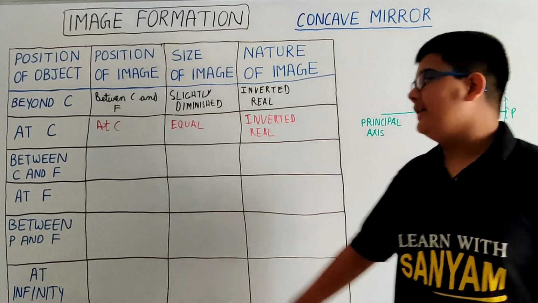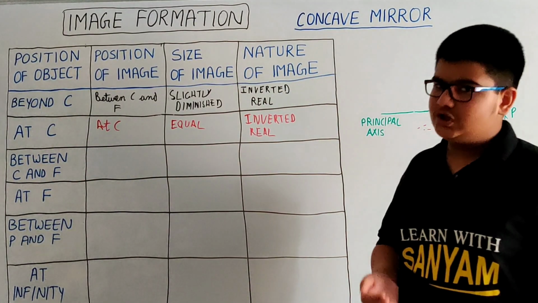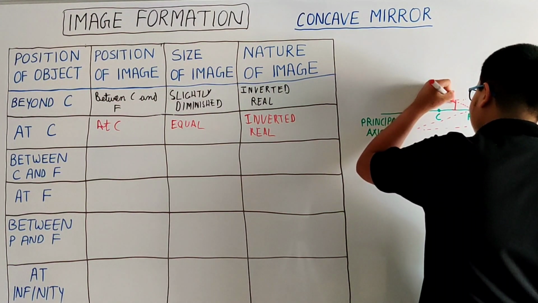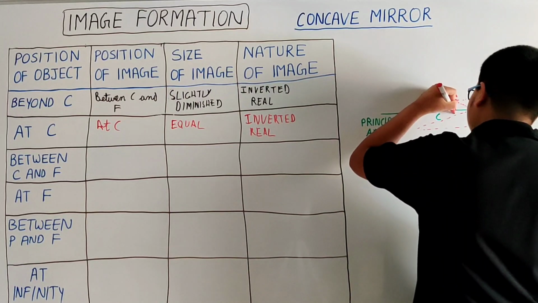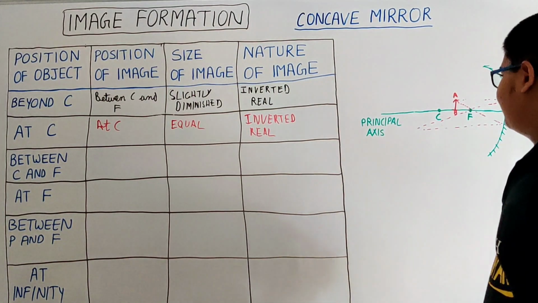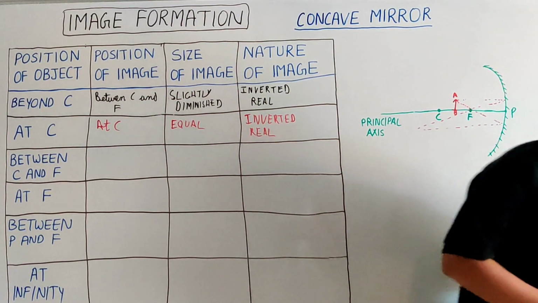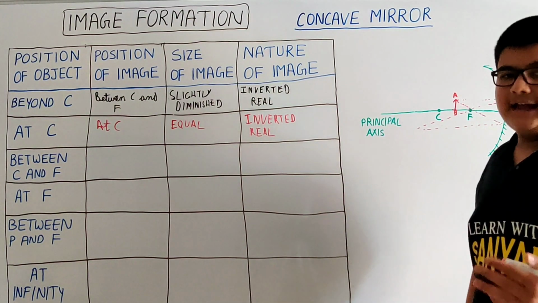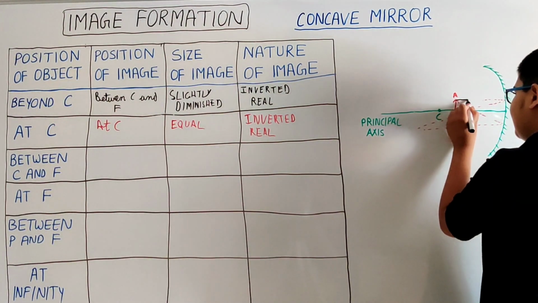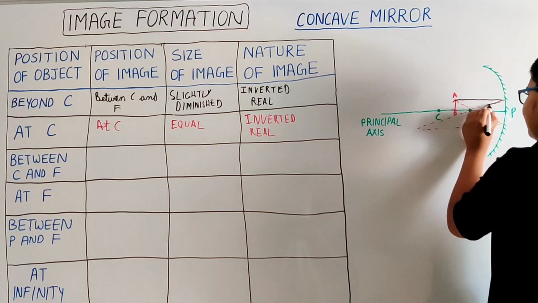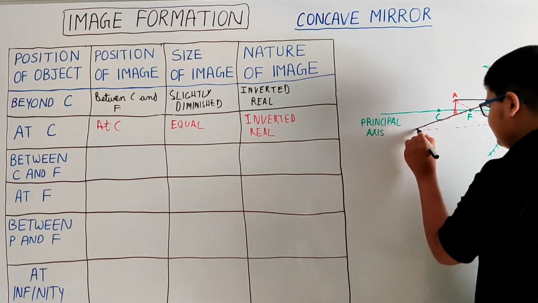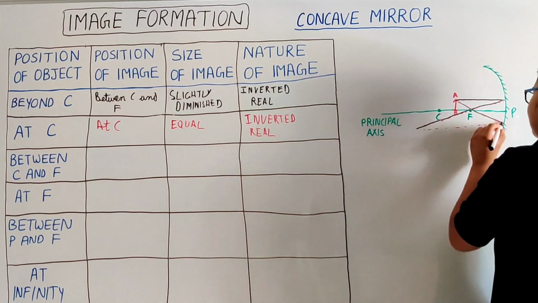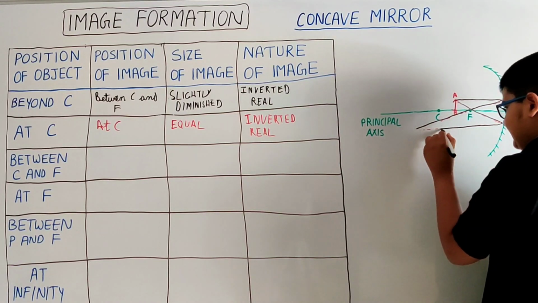So in the third case, we are having the object between the center of curvature and the focus. So here the object is between the center of curvature and focus. Here we have AB object. And now let's draw the rays. So the first ray, again applying the first rule, incident ray parallel to principal axis, reflected ray passes through focus. Second rule, incident ray passes through focus, reflected ray parallel to principal axis.